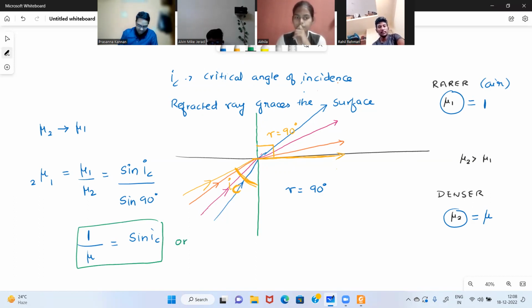Or if you take the reciprocal, mu will be equal to 1 by sin IC. This is the relationship between refractive index and the critical angle. Are you clear? Yes, sir.